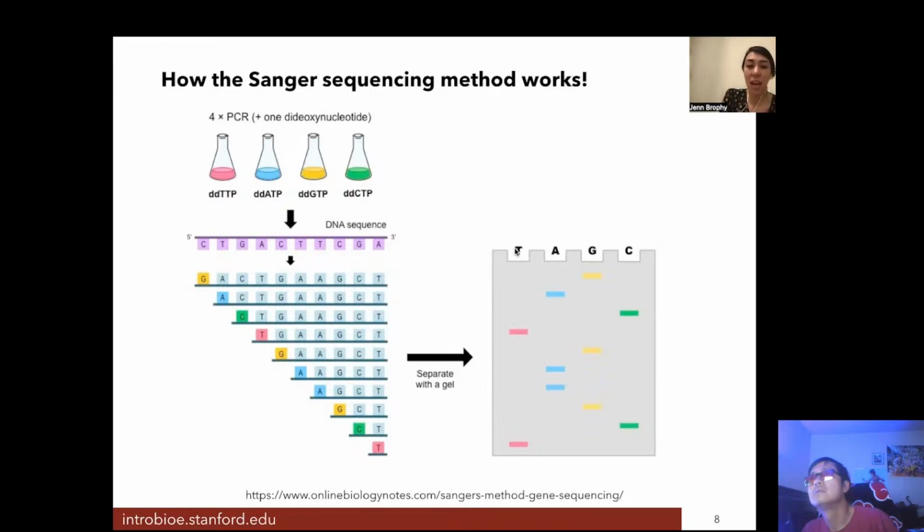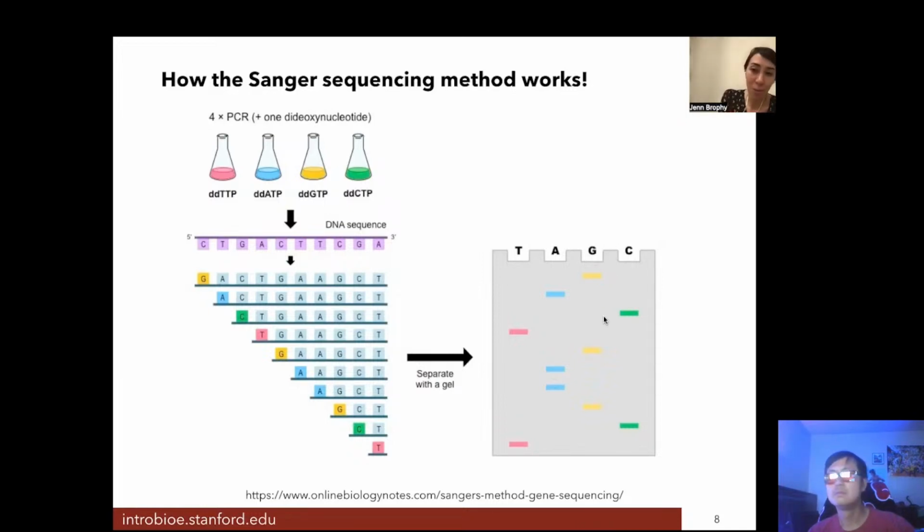So in this case, this T is supposed to indicate a reaction in which you had all 4 regular nucleotides and then 1 dideoxynucleotide, ddTTP. And in that one, you had one really short fragment corresponding to this one base long DNA sequence, and then one kind of medium fragment corresponding to here. The A, you had a different length of molecules because it was terminating every time it reached an A. Here you're terminating every time you reach a G, and here you're terminating every time you reach a C.